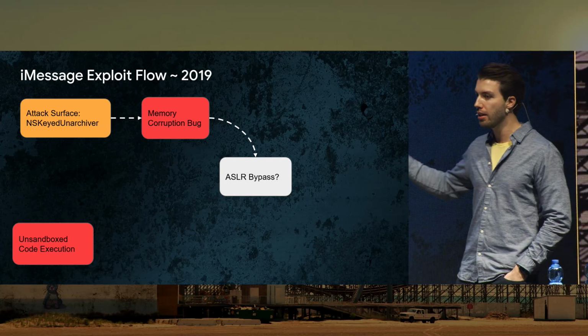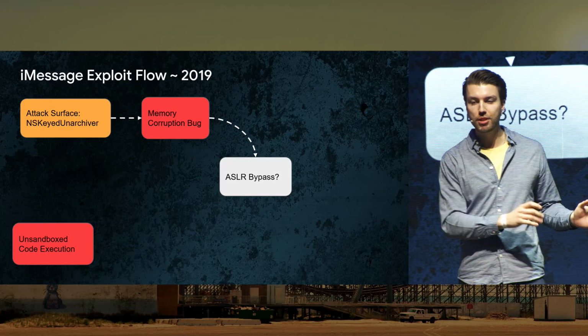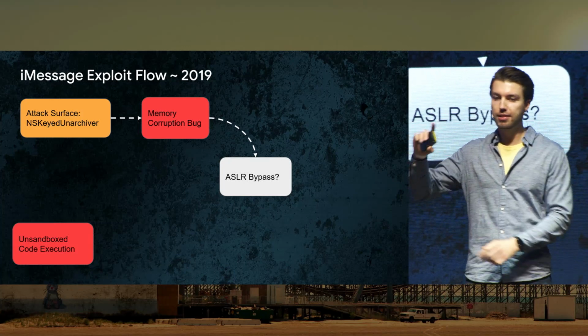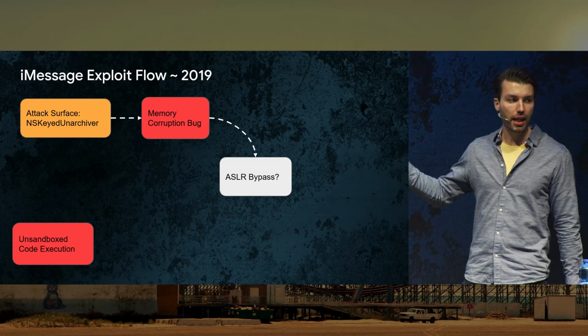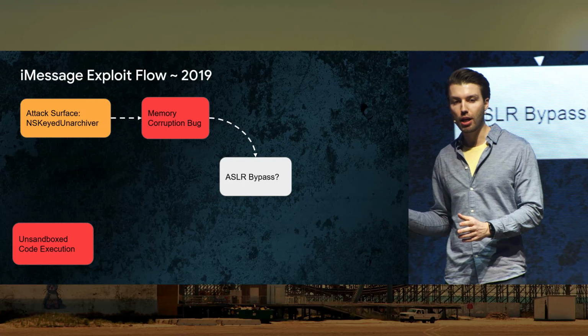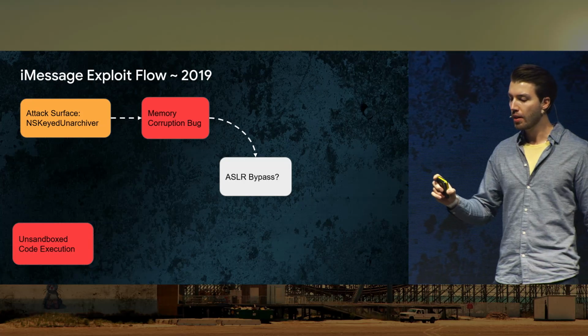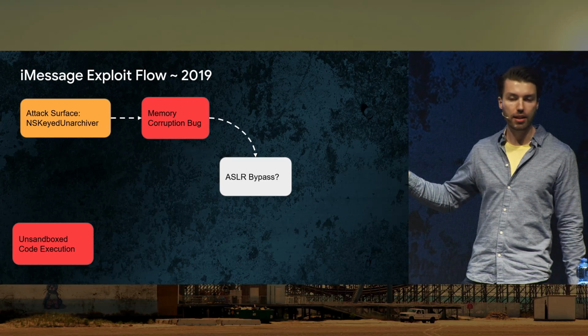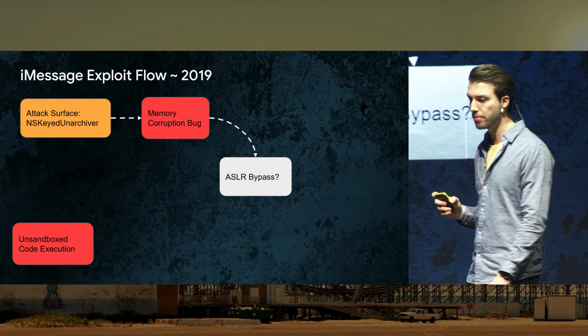They look like this. The colors are a bit ad hoc. So orange is something that's required. Red is the exploit flow. So we now have the attack surface. That's the NSKeyedUnarchiver stuff. We have a bug. I didn't mention the bug. It doesn't really matter. We found a bug there. And we also have seen that if we can exploit it, we have unsandboxed code execution.